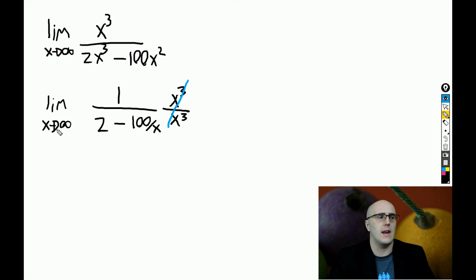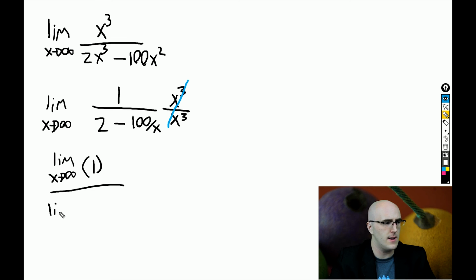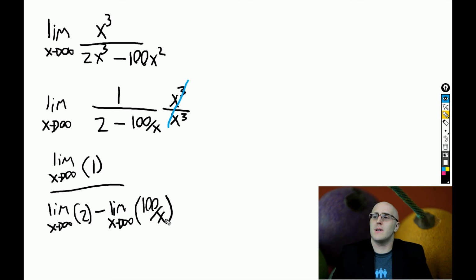Now this is safe to plug in infinity. Basically how this is going to work is we're going to distribute our limit evaluation to each of the terms. So let me show you what we're talking about here. We're going to take the limit as x approaches infinity of 1 over the limit as x approaches infinity of 2 minus the limit as x approaches infinity of 100 over x. And you can do this. Limits can be distributed just like most linear operators.